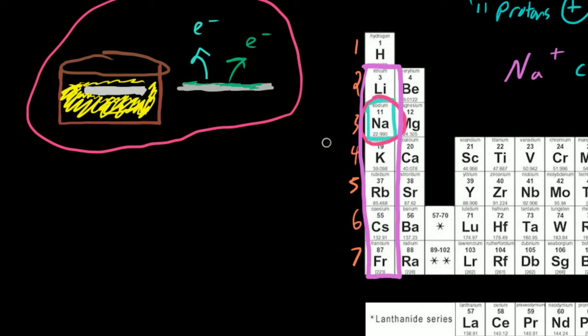You can imagine how hard it might be if you had a steel rod or something like that. You couldn't cut a steel rod with a butter knife. However, sodium and lithium and potassium, you can cut all of those with a butter knife. So that's the first thing you're going to see.